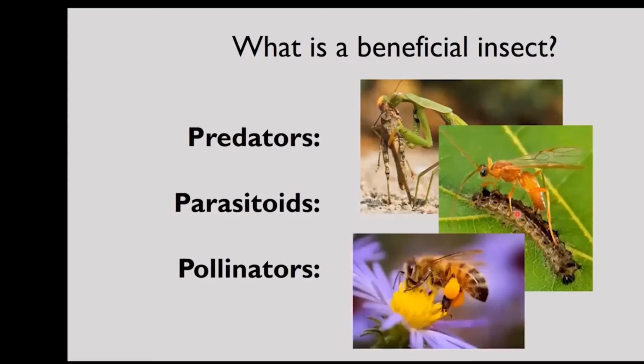And then pollinators, right? So we have tons of native bees, honeybees even. And here, just a great example of how much pollen they can really accumulate on their scopa, or their pollen basket, on their leg right there. So those are the 3 types of beneficial insects we're going to be talking about real quick.